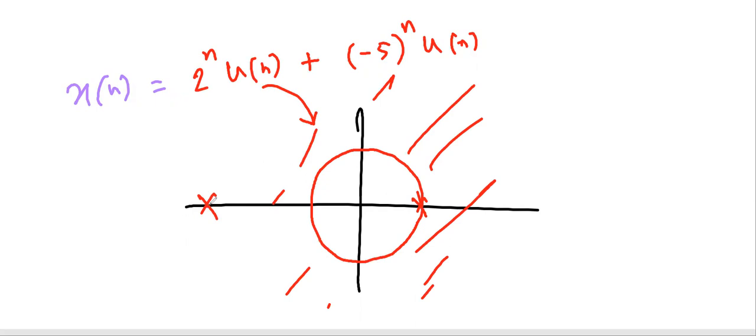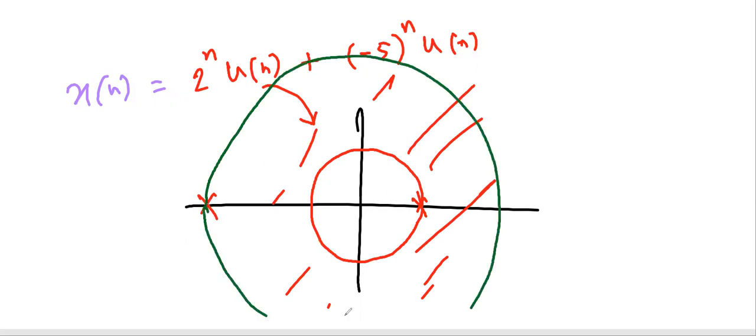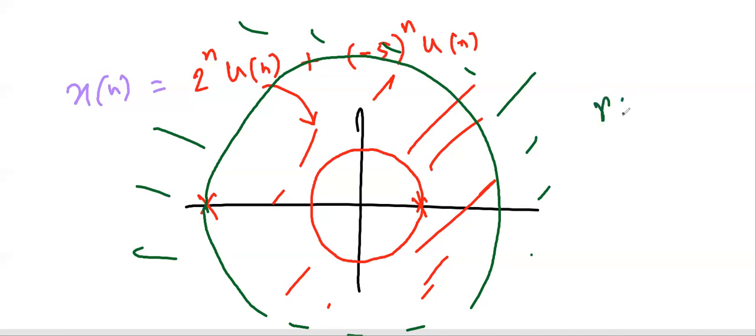For the second one, let me choose a color like this. For the second one, you need a bigger circle. We have the circle, and the solution is the exterior. Then where is the common solution? The common solution is the exterior of the 5 value. So the ROC is 5 to infinity. That is the ROC of the Z-plane.